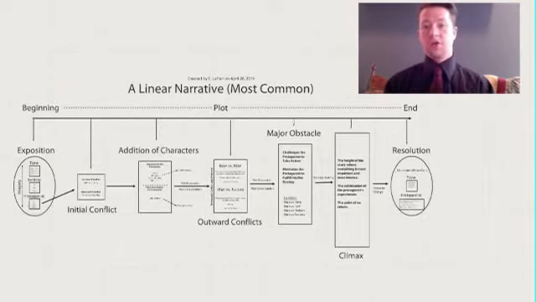Okay, what you see here is the structure, the skeleton of a linear narrative. As you can see, it follows beginning, middle, and end, and it has basic components that I talked about in the last video that create the entirety of the story. All that ends up ever changing is the details.